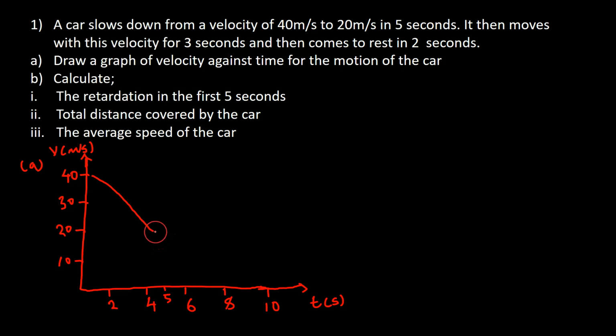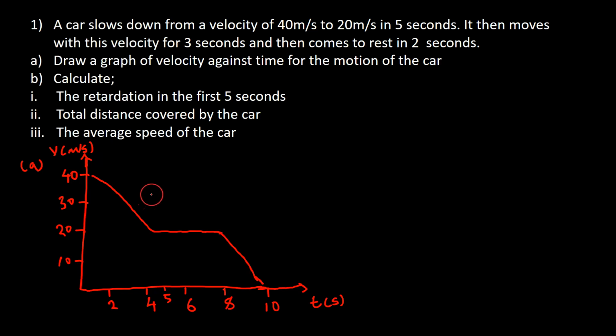So you have your motion like this, and then it moves with this same velocity for 3 seconds. So for 3 seconds it will go from 5 to 8, and then it comes to rest in 2 seconds. Let's draw another line. So in 2 seconds it can end where we have 10 there. So we have drawn our graph.